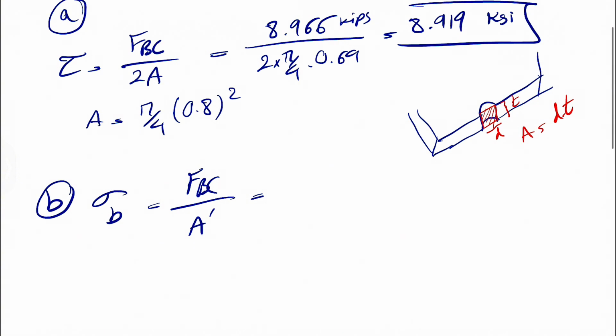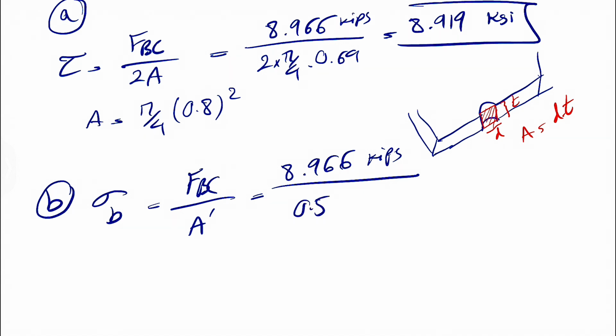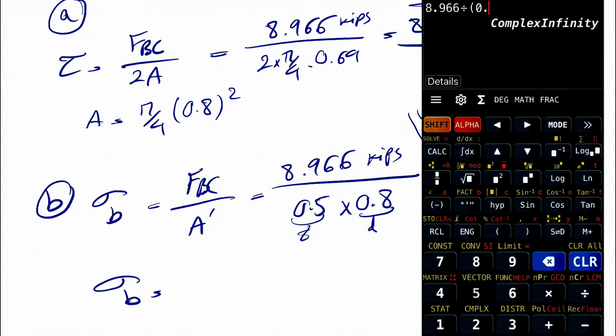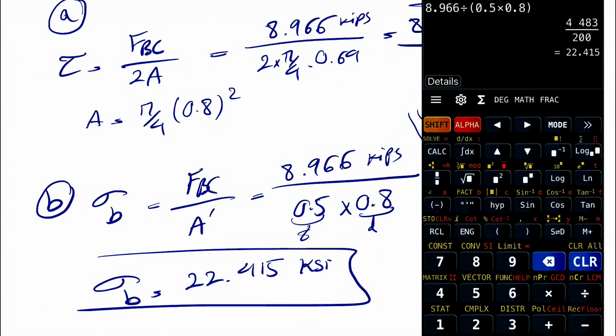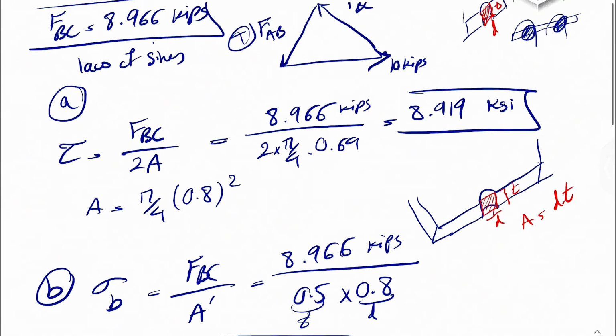So we have the same force, FBC, 8.966 kips, over the area of the rectangle, which is basically 0.5 times 0.8. This was our T and this was our diameter. So let's just calculate this: 8.966 divided by 0.5 times 0.8. This is going to be 22.415, same unit, ksi, and that was the B part of the question.